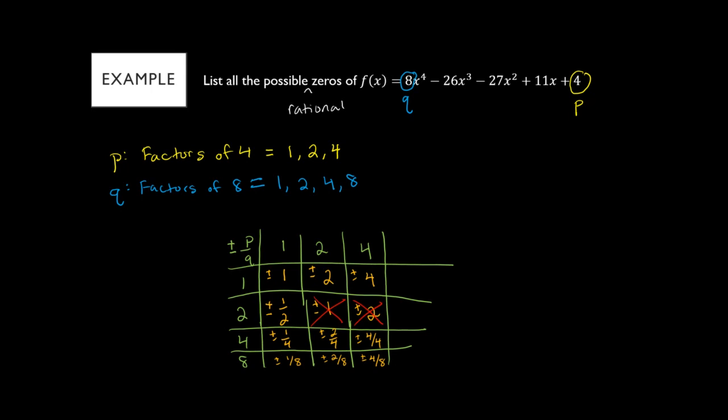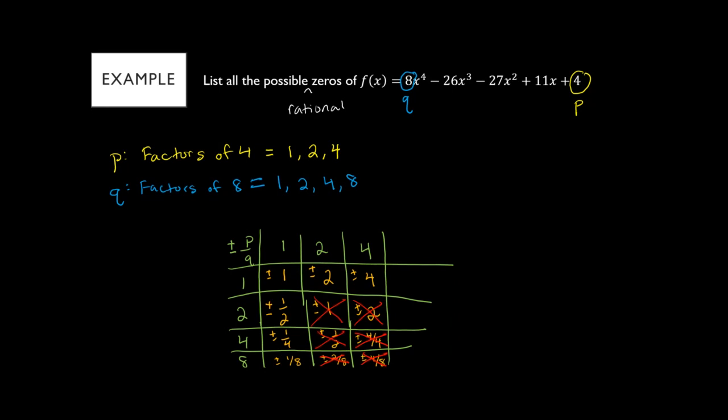I've got 1 over 4, 2 over 4 reduces to 1/2, so that's a repeat already on the list. So I'm just going to cross out that box. 4 over 4 reduces to 1, that's already written down. Then I've got 1/8, 2 over 8 reduces to 1/4, so that's already written down. 4 over 8 is the same as 1/2, so that's already written down.